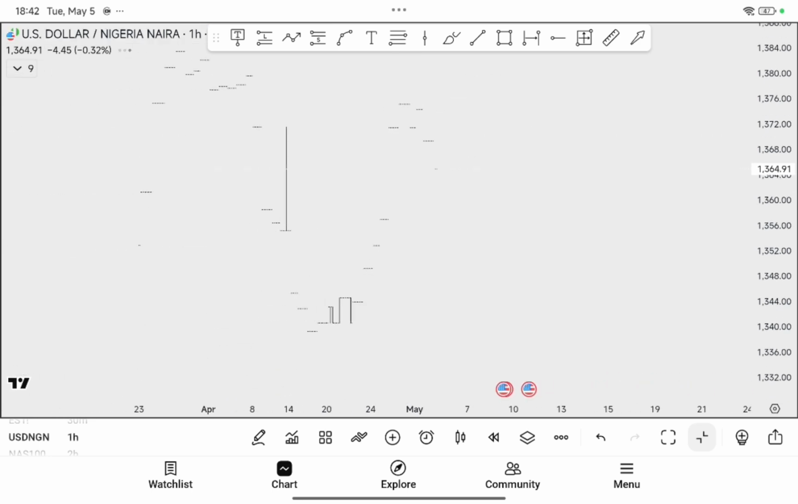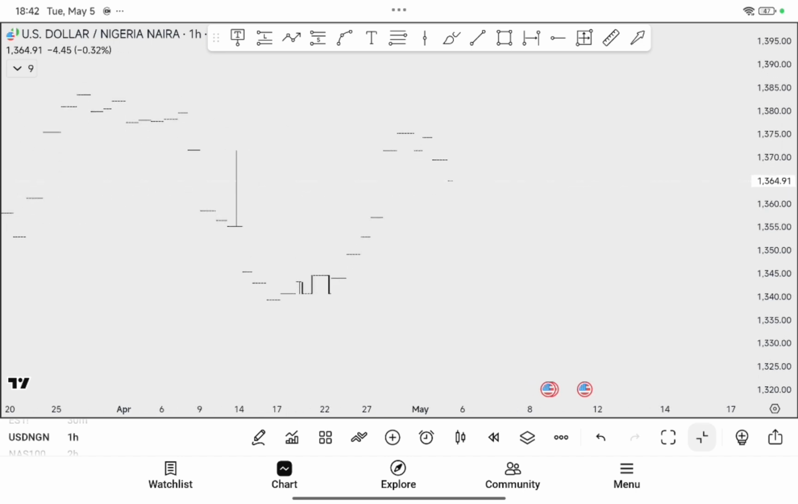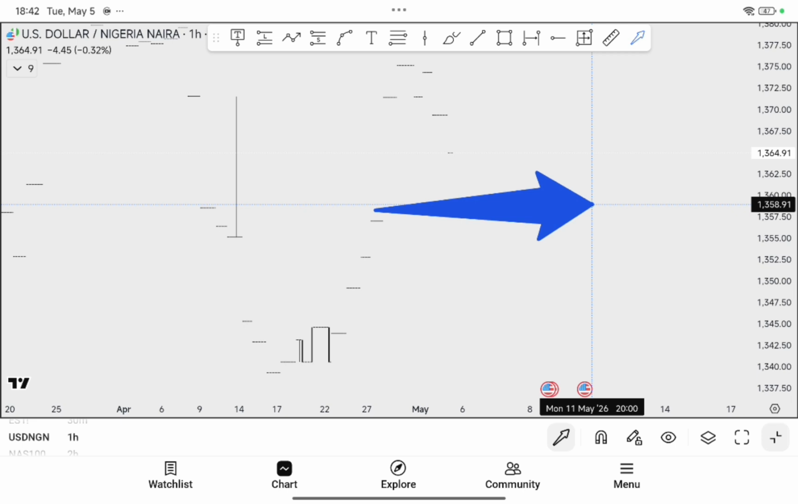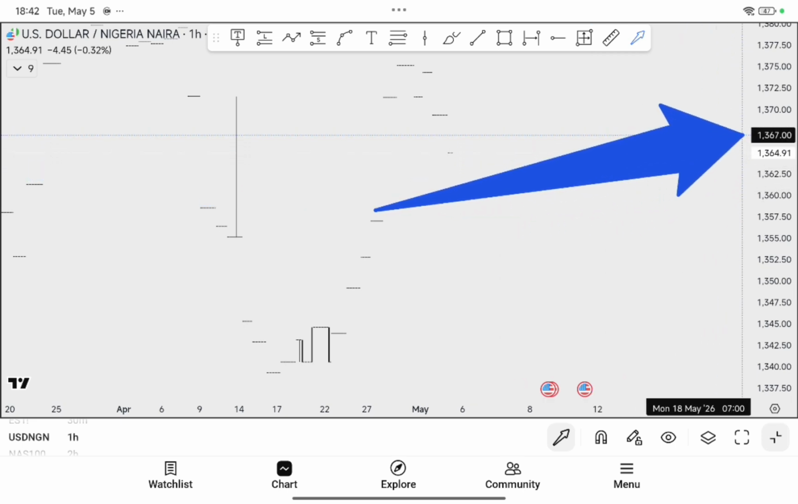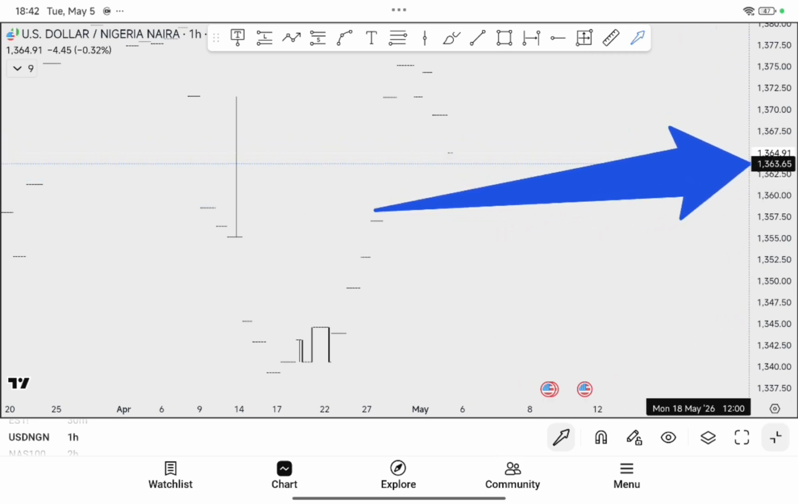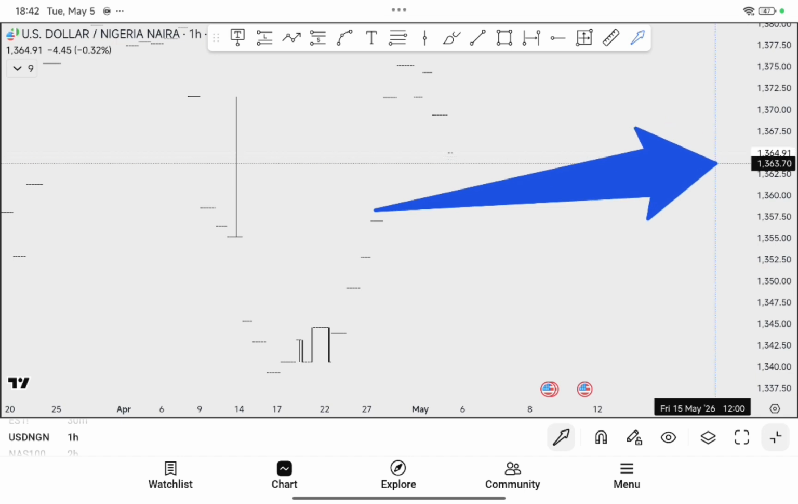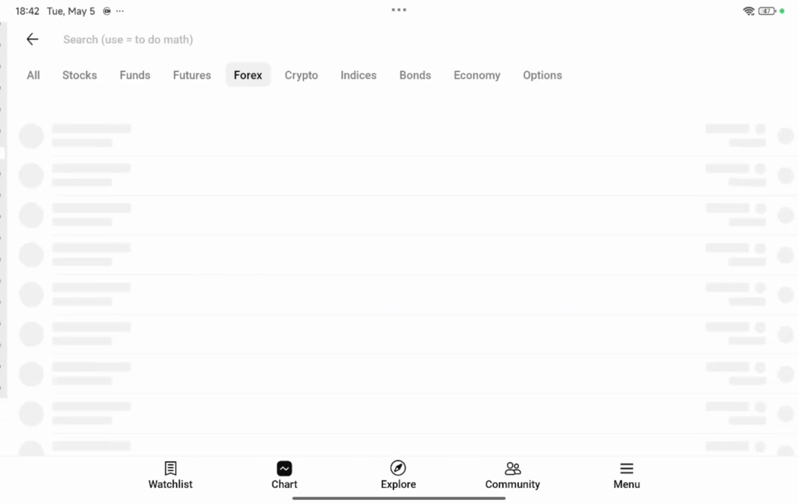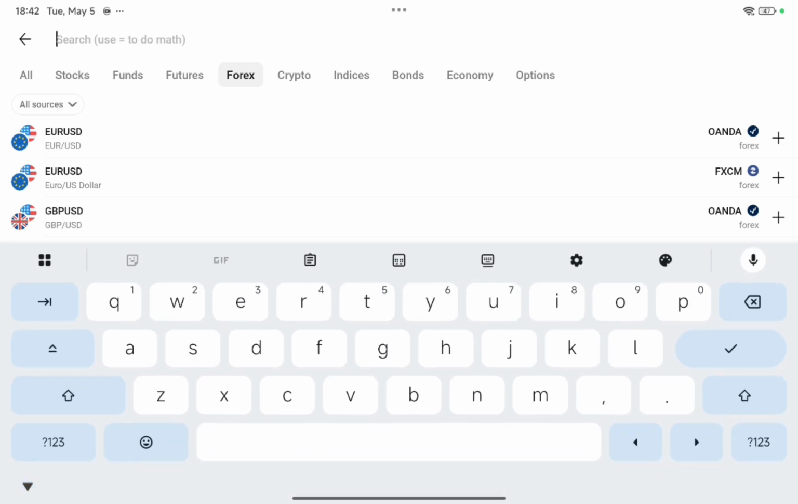The chart is not tradable. I don't know why, because of some things I cannot tell. But if you look here, you see 1364.91. That's the price of dollar to naira. So when you're talking about currency, you're talking about forex.